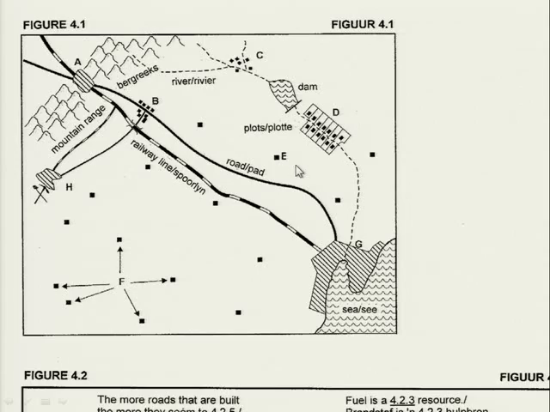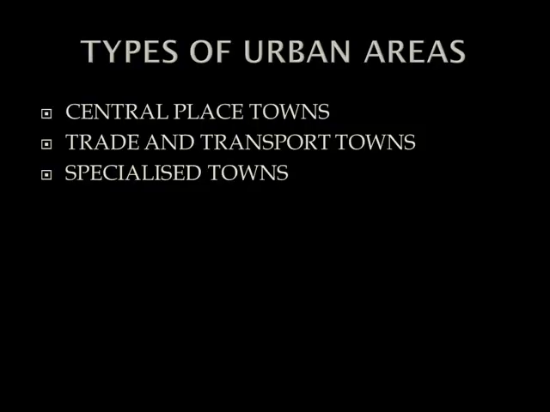Now, we have to give names to these settlements. What do we call these settlements? We are going to come back to this picture and give the names after we have discussed them. But where am I taking you? We are going to talk about types of urban settlements. In general, we have 3 types of settlements. There are central place towns, trade and transport towns, or cities, you'd rather say, and there are specialized towns.